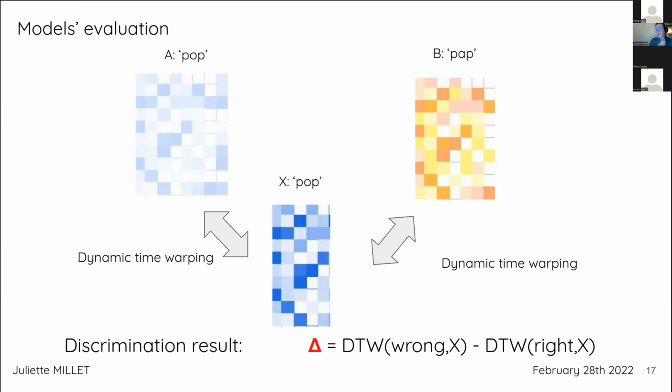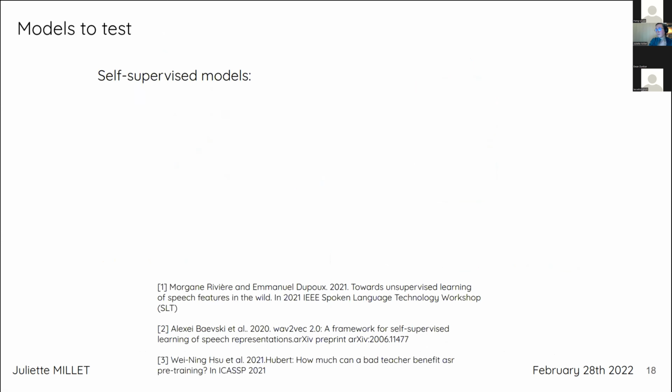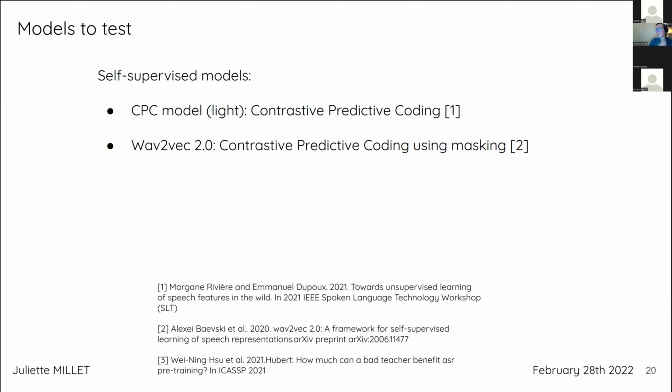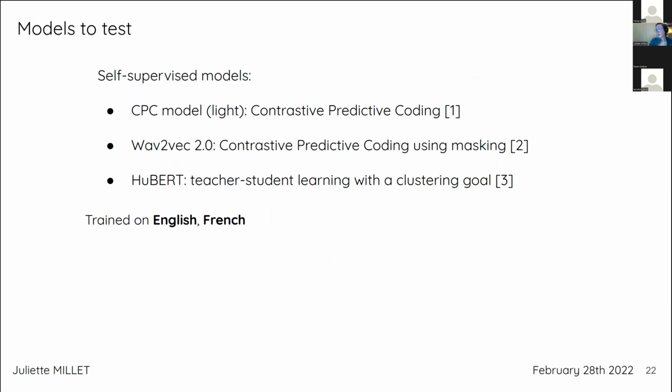And so the bigger this value, the better the model is at doing the ABX task for this particular triplet. So we're going to test multiple self-supervised models. We're going to test a CPC model, a really simple one. Then we're going to test wav2vec and HuBERT, and we're going to train them on English and French, since this is the native language of the participants we tested.